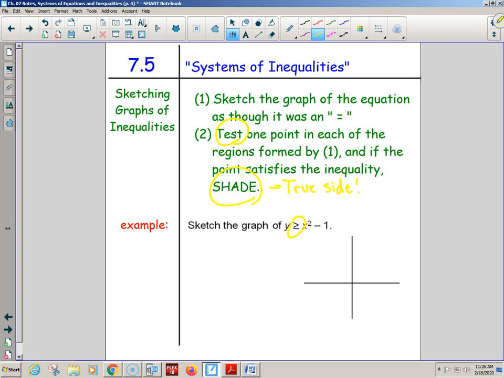But didn't we just say that you're plugging in a point up here? We're testing a point. If it works, shade where it is. If it doesn't work, shade the other side. Now, that only gets weird when you have a circle. Whoa. Well, what if you plug in a point inside the circle and it works? Shade inside the circle.